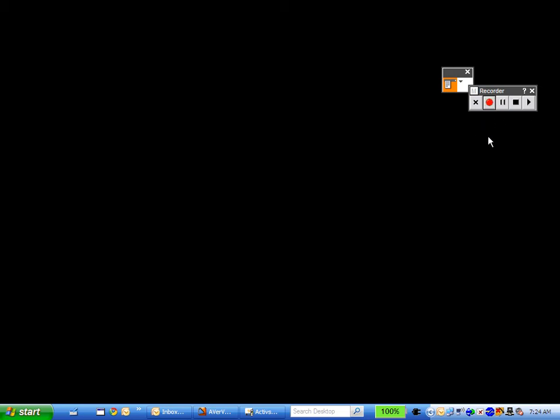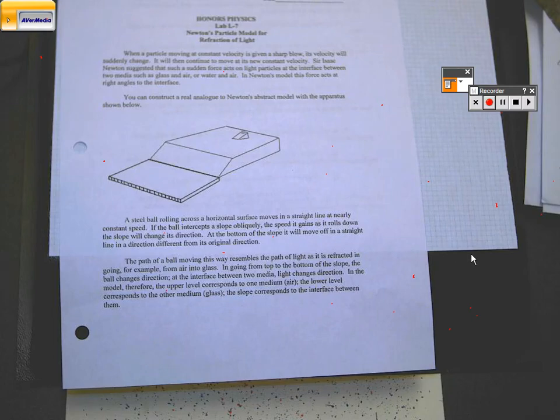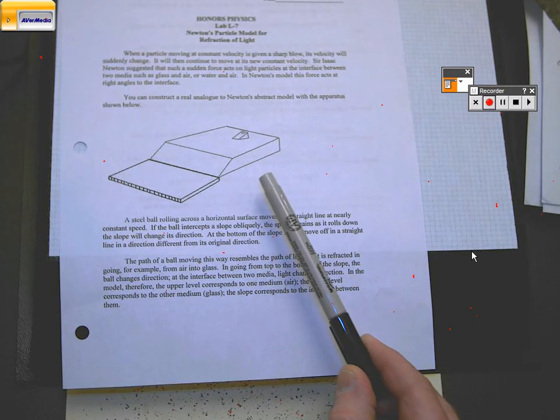All right, here are some hints for lab L-7, which is Newton's particle theory of light. Hopefully these hints will help you get started in the experiment. Let me just start by looking at the lab sheet that you should have been given.